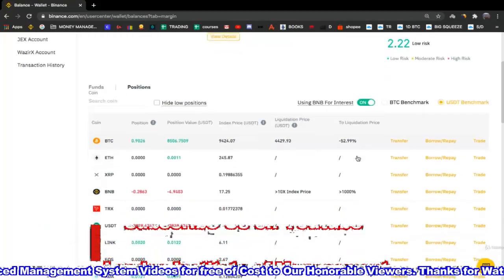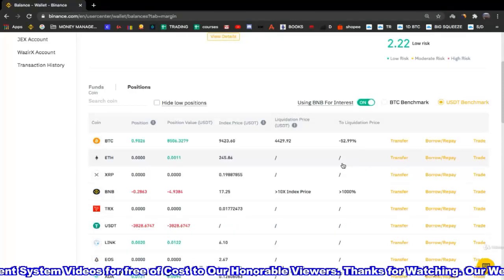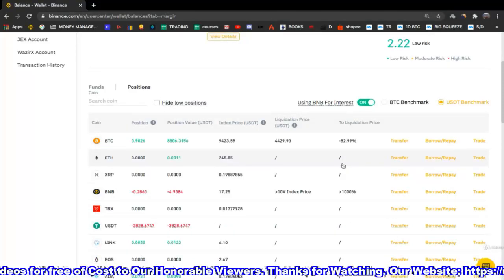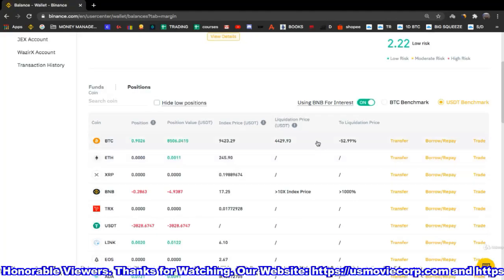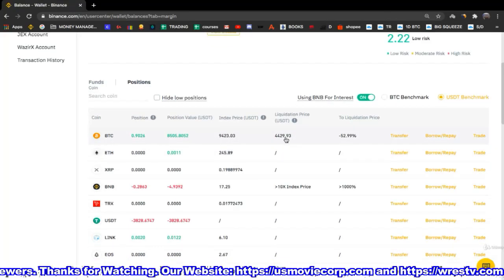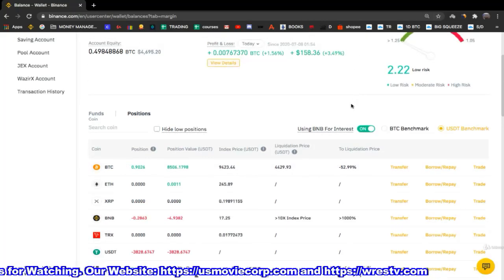So this is why risk management is so important, because again, this is crucial, guys. You have to have risk management. These people who don't have risk management, only they are the ones who are getting liquidated. If you have risk management, you will not get liquidated.